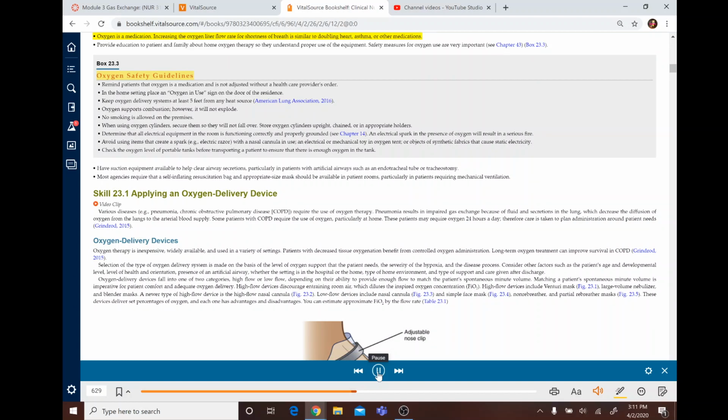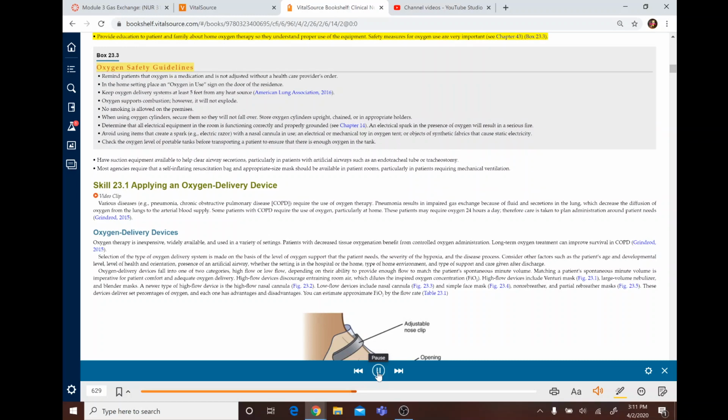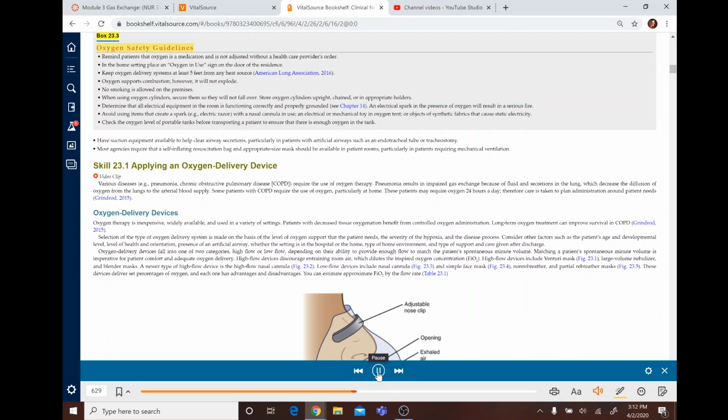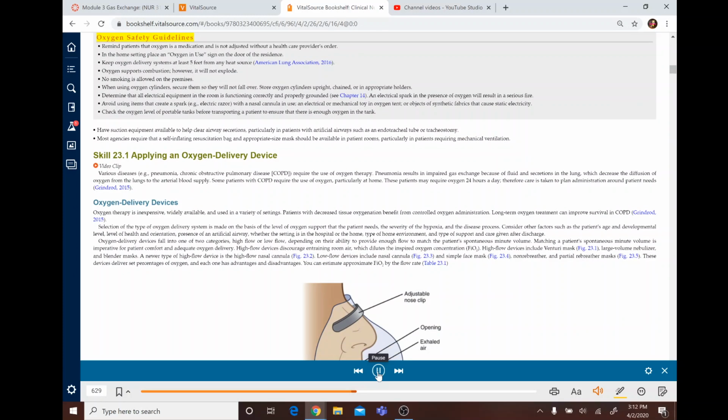Oxygen is a medication. Increasing the oxygen liter flow rate for shortness of breath is similar to doubling heart, asthma, or other medications. Provide education to patient and family about home oxygen therapy so they understand proper use of the equipment. Safety measures for oxygen use are very important, see Chapter 43, Box 23.3. Box 23.3. Oxygen Safety Guidelines.